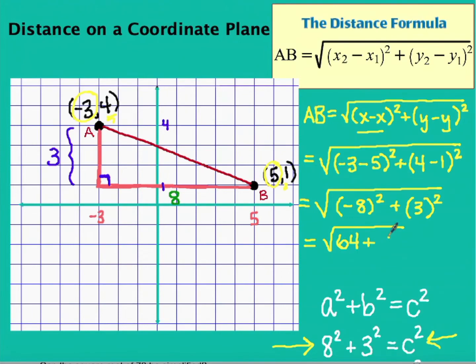64 plus 9, 3 squared, and I still get the square root of 73. How sweet is that? And so I could leave my answer like that, or I could round it. 8.54 was to the nearest hundredth. If it was to the nearest tenth, that would be 8.5. But that was using the distance formula, both using just the Pythagorean theorem and then using the actual formula.